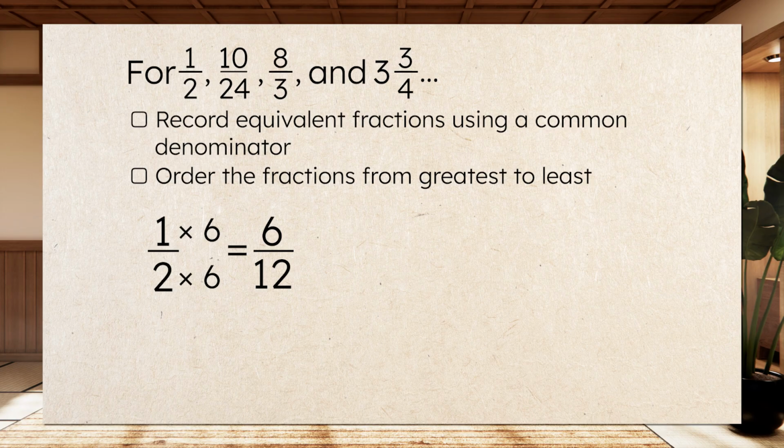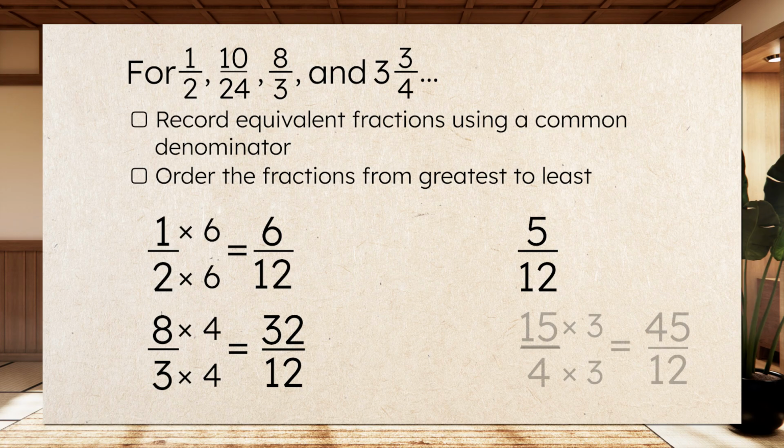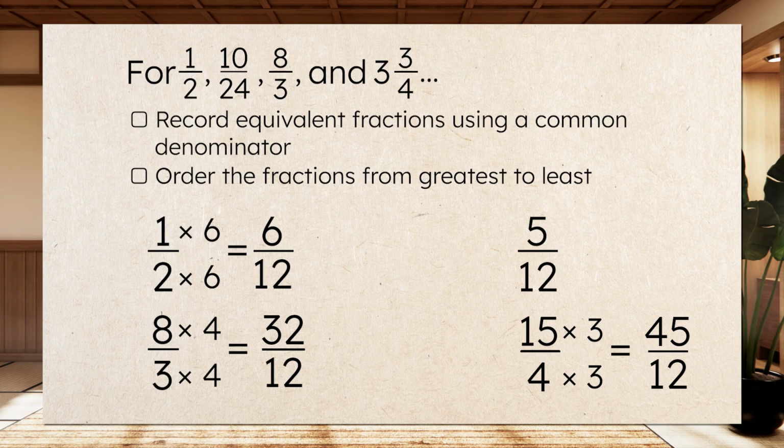1/2 becomes 6/12 when we multiply by 6. 5/12 already has a denominator of 12, so it stays the same. Then 8/3 becomes 32/12 when we multiply by 4. And 15/4 becomes 45/12 after multiplying by 3.